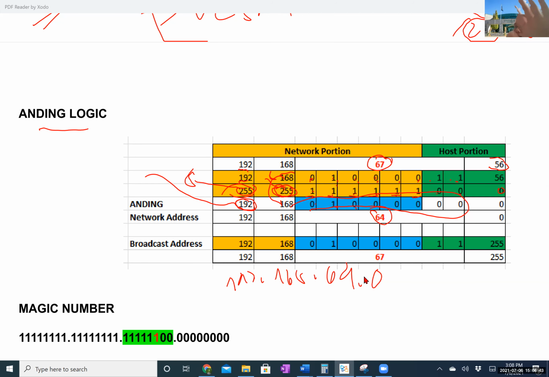And for the broadcast address, remember in the broadcast address, you keep this one the same. You only keep the network portion the same and change every bit in the host portion from the network address to number 1 here. You see, change it to 1. That's why you have the 67 here. That is when working the ANDing logic. It's up to you. You can work with the ANDing logic or you can work with the magic number. But for me, the magic number is way easier and faster here.